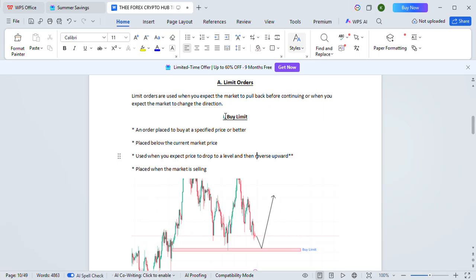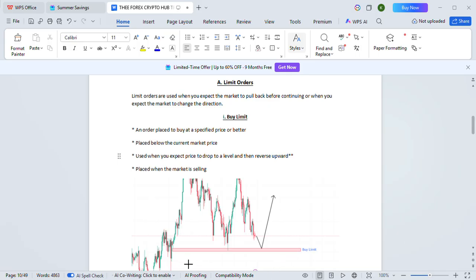So simply this means a limit order is placed against the market direction. If the market is selling, the order you are going to place is a buy limit. If the market is buying, the order you are going to place is a sell limit. You are placing it against the market direction because you believe the market will change direction or reverse. That's why we are calling them pending orders. You just place them early in advance.